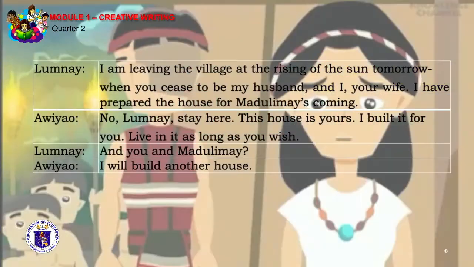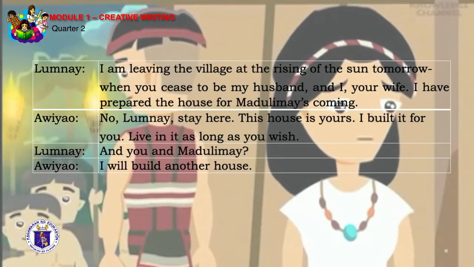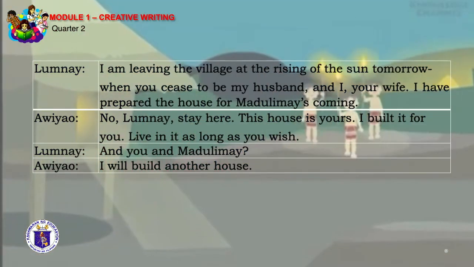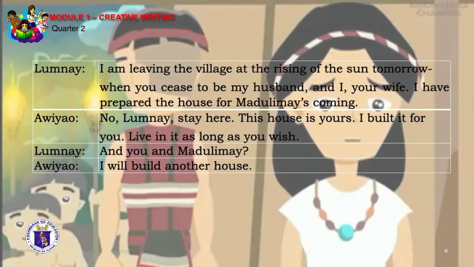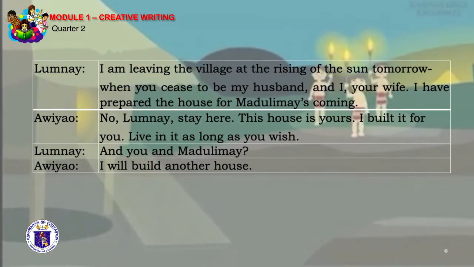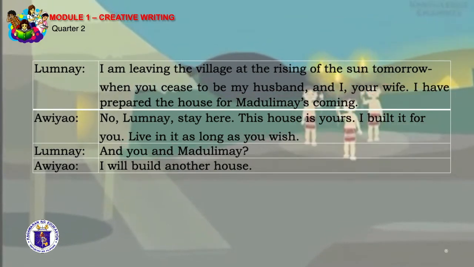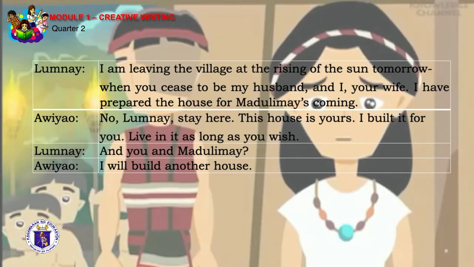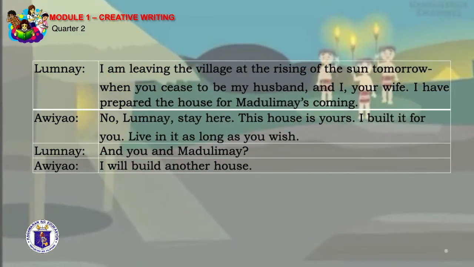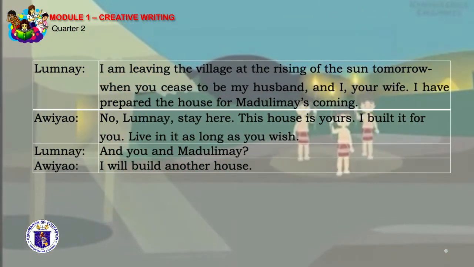I am leaving the village at the rising of the sun tomorrow when you cease to be my husband. And I, your wife, I have prepared a house for Madulimay who is coming. No, Lumnay, stay here. This house is yours. I built it for you. Live in it as long as you wish. And for me and Madulimay, I will build another house.